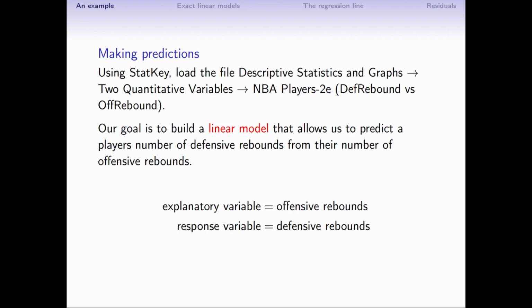Now our goal is to build a linear model that allows us to predict a player's number of defensive rebounds from their number of offensive rebounds. In other words, the explanatory variable in our model is going to be the number of offensive rebounds, and the response variable is going to be the number of defensive rebounds. So let's take a look at that file.